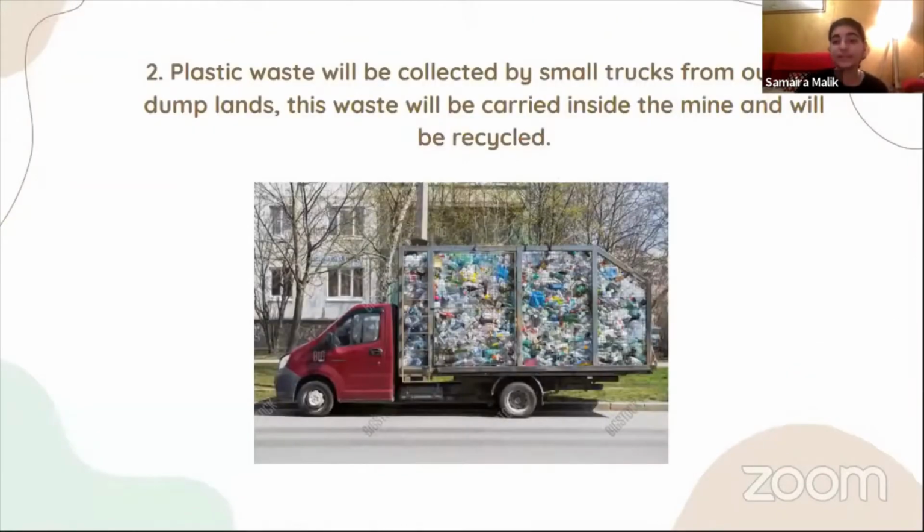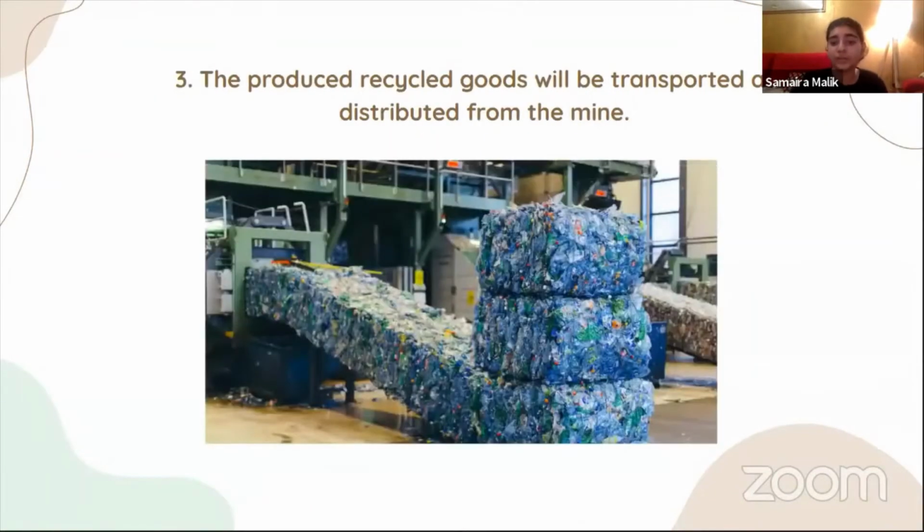The plastic waste will then be collected by small trucks from outside dump lands or wastelands, and this waste will then be carried inside the mine and will be recycled by our machines. The produced recycled goods will then be transported and distributed from the mine directly to the consumer specified space.